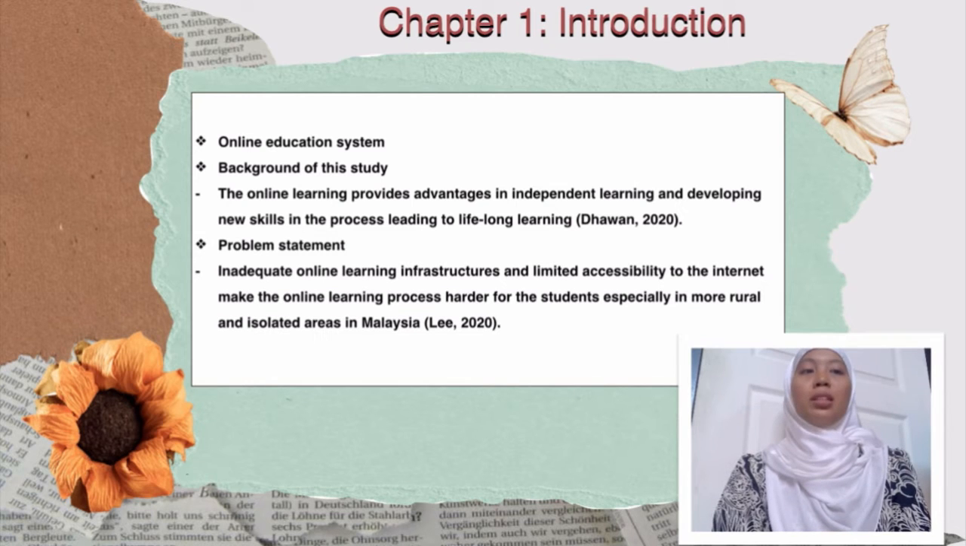Besides the limited accessibility to the internet, students experience more difficulty communicating with their lecturers, interacting with their friends or classmates, and accessing laboratory tasks, which affected their studies.